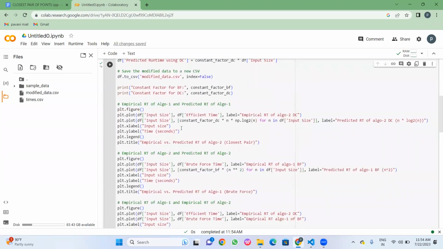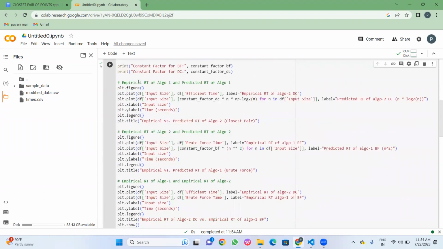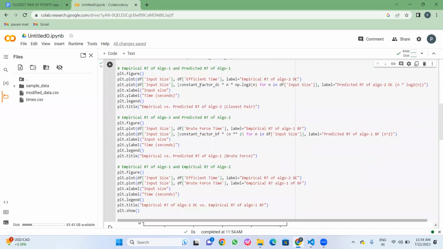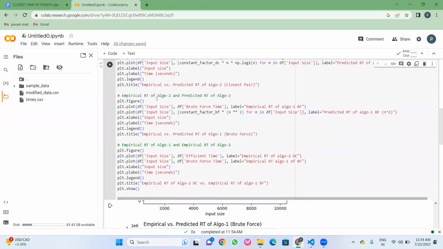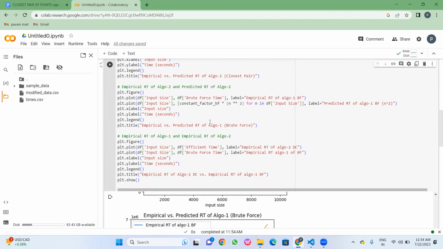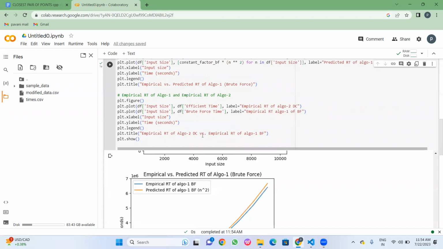Using the data we extracted, I have created three graphs. In the first graph, I have plotted the empirical value of algorithm one and the predicted value of algorithm one, using input as the x-axis and time as the y-axis. In the second graph, I have used the empirical value of algorithm two and the predicted value of algorithm two. In the third graph, I have taken the empirical value of algorithm one and the empirical value of algorithm two.